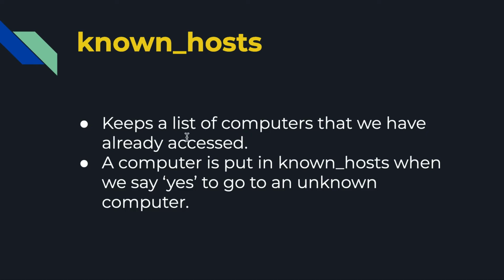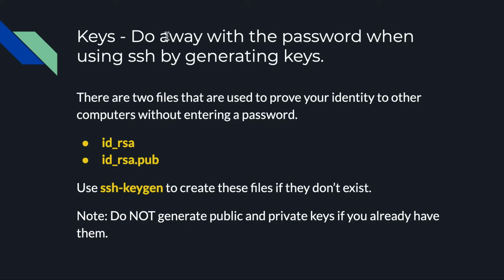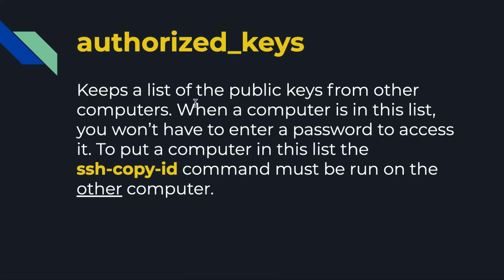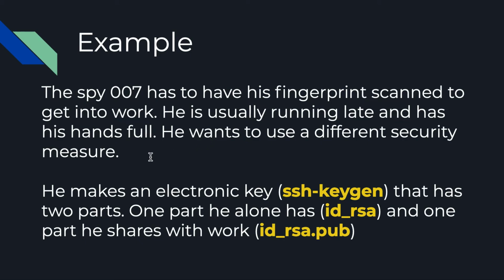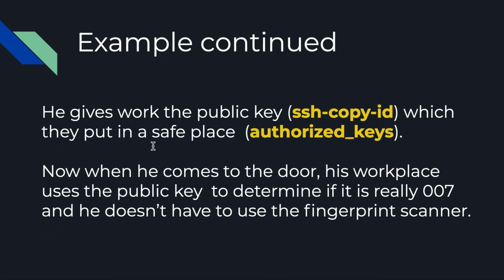So, as we've said, the known_hosts file keeps a list of computers that we have already accessed. Keys are used for doing away with the password, and we already talked about that. Authorized keys keeps a list of the public keys from other computers. When a computer is in this list, you won't have to enter a password to access it. To put a computer in this list, the ssh-copy-id command must be run on the other computer. I'll show you that in a second. And there's an example of using a public and private key for encryption and decryption. You can read through that.